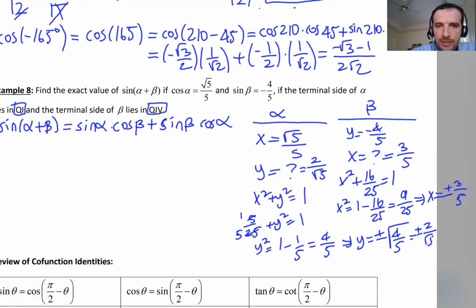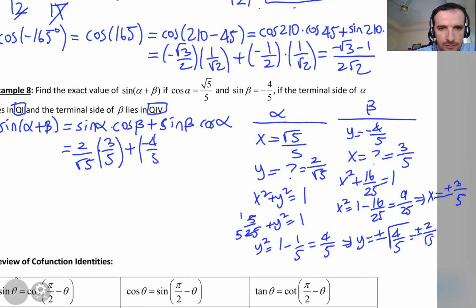Okay, so now we got sine alpha and cosine beta, right? So let's just plug them here. Sine alpha is the y value of alpha, which is 2 over root 5, times cosine beta. Cosine beta is the x value of beta, which is 3 over 5, plus sine beta, which is negative 4 over 5, times cosine alpha, which is the x value, right?